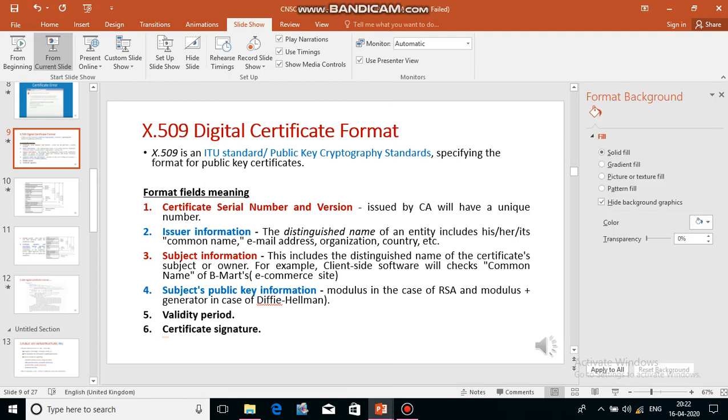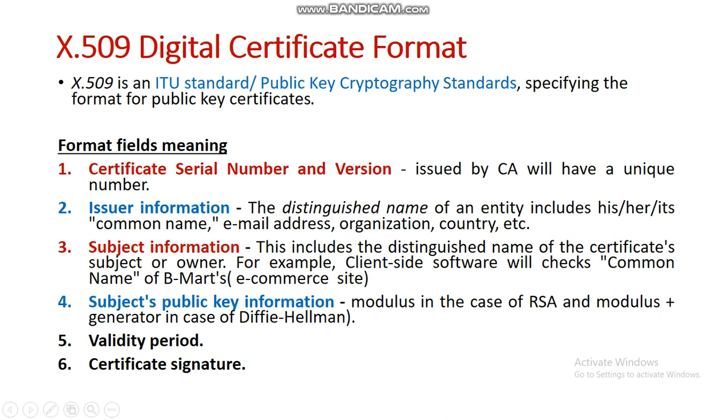So now let us see the X.509 digital certificate format. X.509 is an ITU standard or public key cryptography standard specifying the format for public key certificates. ITU stands for International Telecom Union. Okay, it is a standard. So here are the format fields and their meanings.